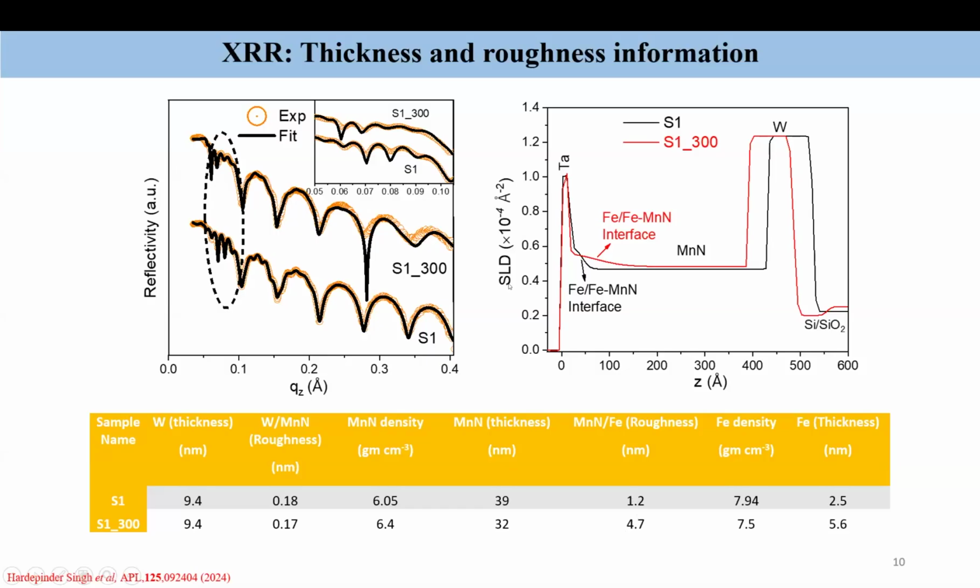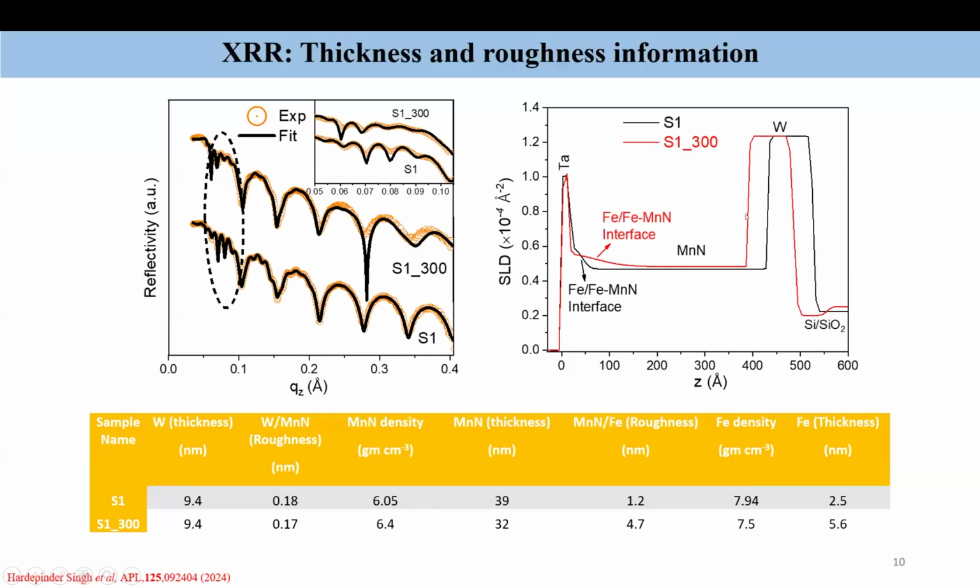Further, we examined the scattering length density versus the depth profile of this system, and we observed that there was a gradual transition in both the samples. However, the sample S1300 exhibited a much more gradual transition, indicating interdiffusion at the interface. This is also confirmed by the increase in density of the MnN and decrease in the thickness of the MnN. Further, diffusion was toward the iron, and as you can see, the density of the iron also reduced due to nitrogen migration, and the thickness of the iron also increased.